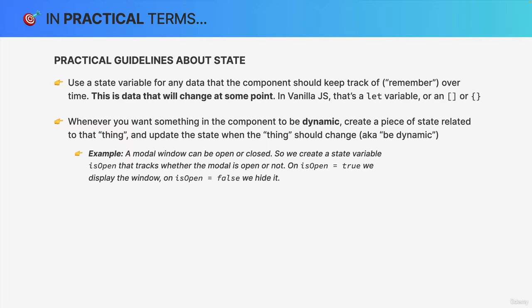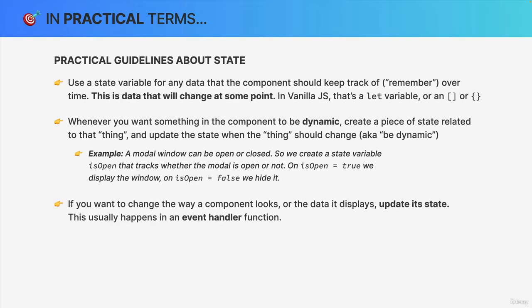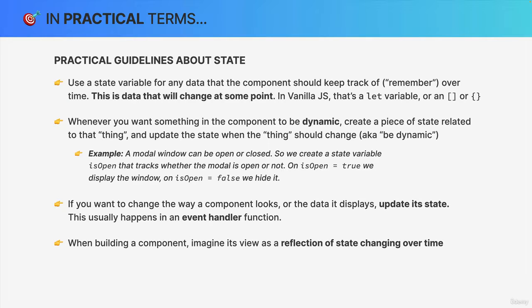Simple, right? So whenever you want to change the way a component looks like or the data that it displays, just update its state, which you usually do inside an event handler function. Now, when you're actually building your components, it's going to be useful to always imagine the component's view, so the component rendered on the screen, as a reflection of state changing and evolving over time.